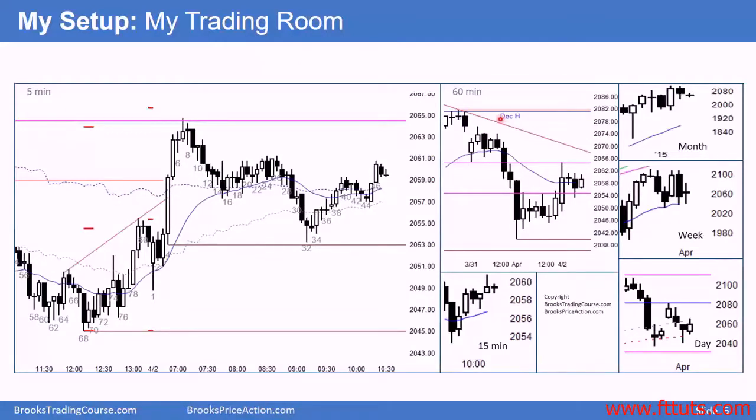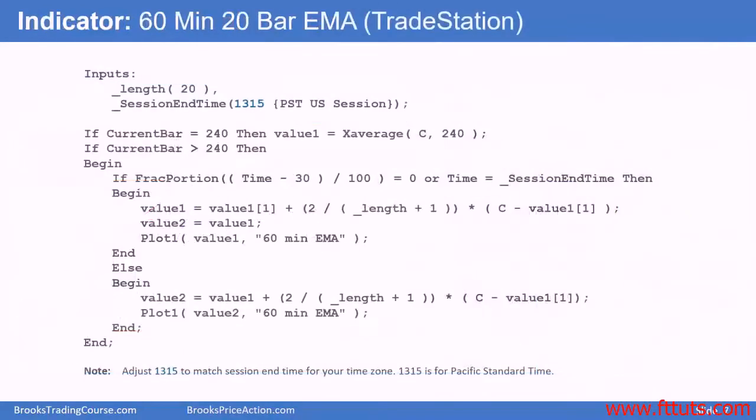I have a 60-minute chart here, a 15-minute chart here, and then a daily chart of the E-mini here, and then weekly and monthly. The screen that I now have, I don't show the weekly and monthly charts because the screen is too crowded. I mentioned that I wrote a formula or an indicator in TradeStation that allows me to plot pretty accurately the 60-minute 20-bar exponential moving average on a 5-minute chart. You cannot simply copy this and paste it into TradeStation because of hidden formatting codes, so you have to type it out every little character one at a time.